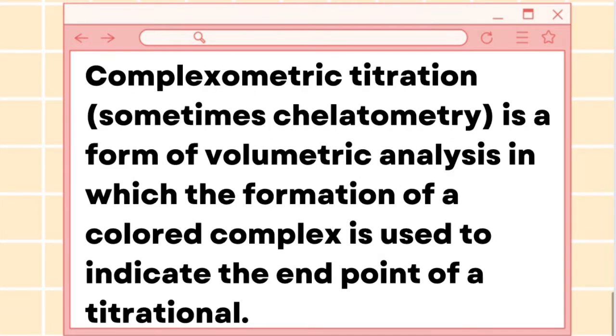And the last one is complexometric titration, which is a form of volumetric analysis in which the formation of a colored complex is used to indicate the endpoint of a titration.